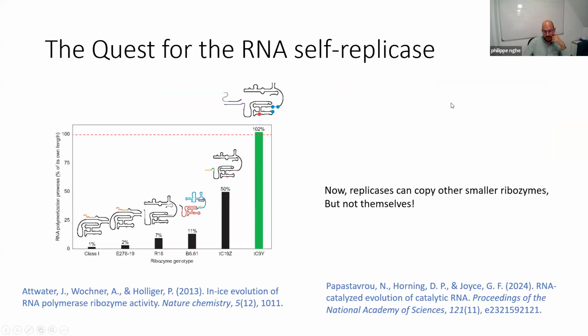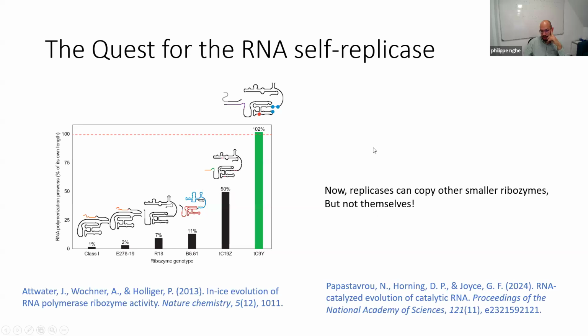Obviously a big focus in the field was to try to find the RNA self-replicase, which would be this polymerase that catalyzes a copy of RNA into RNA using nucleotides. Now this is a bit dated article. In 2013, already more than 10 years ago, there are RNAs that can copy other RNA as long as themselves, but they cannot copy themselves. They can only copy some particular sequences that basically don't fold or don't fold too much.